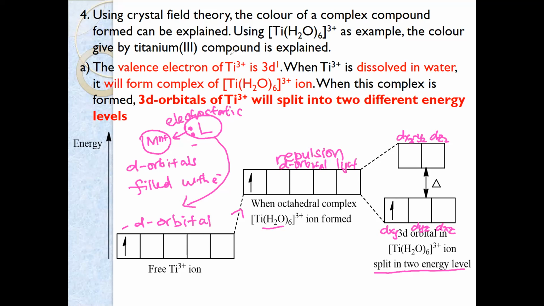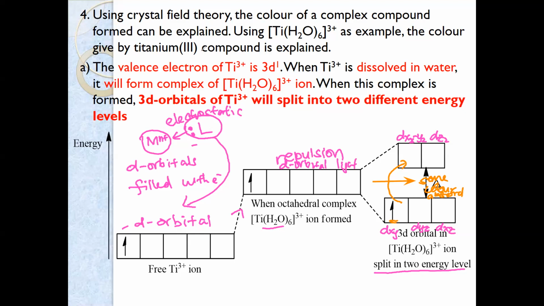So when the white light passes through this splitting, that is how some of the color is absorbed. The color is absorbed because it will cause excitation of the electron from the lower energy level to the higher energy level. So this is how we are going to explain why complex ions are colorful.